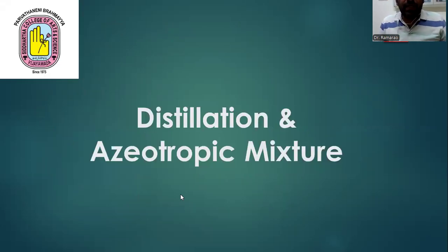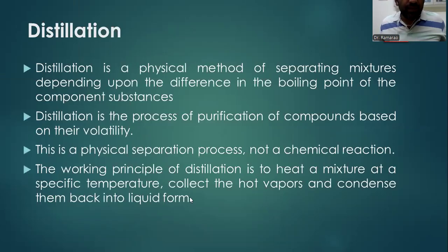Now, the next important concept is distillation and azeotropic mixtures. This is a very important topic. Distillation is a physical method of separating mixtures depending on the difference in the boiling points of the component substances. Distillation is the process of purification of compounds based on their volatility. This is a physical separation process, but it's not a chemical reaction.